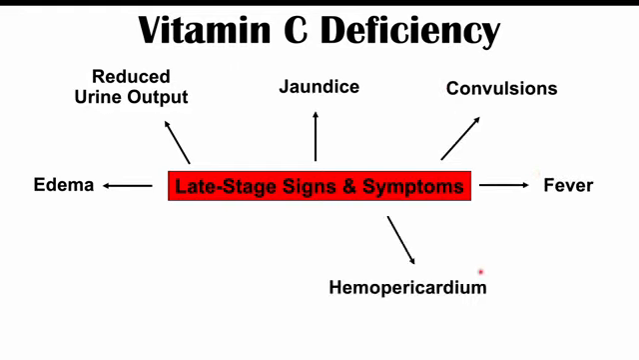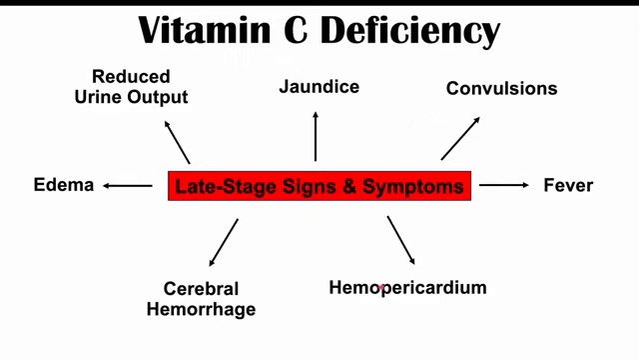We can see what we would call hemopericardium, bleeding in the pericardial sac around the heart. This can be very significant and have a high mortality. And then we can also see cerebral hemorrhage, bleeding in the brain. This can also be a significant cause of mortality as well.